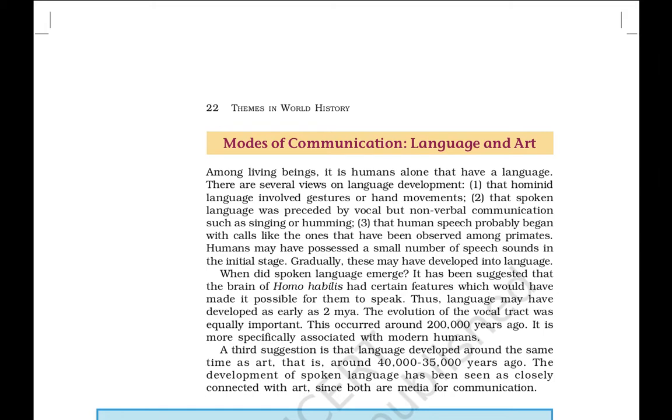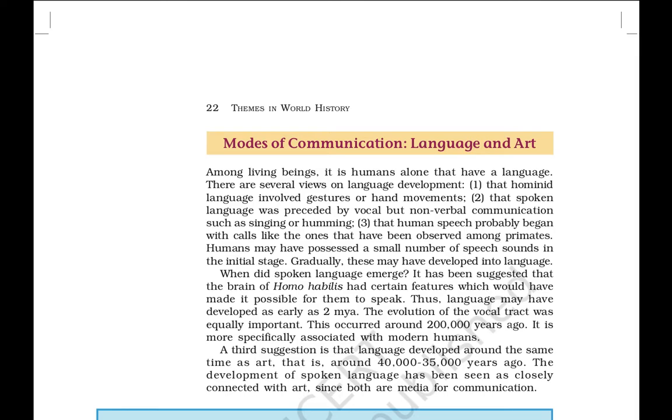Modes of communication, language, and art. Among living beings, it is humans alone that have a language. There are several views on language development.